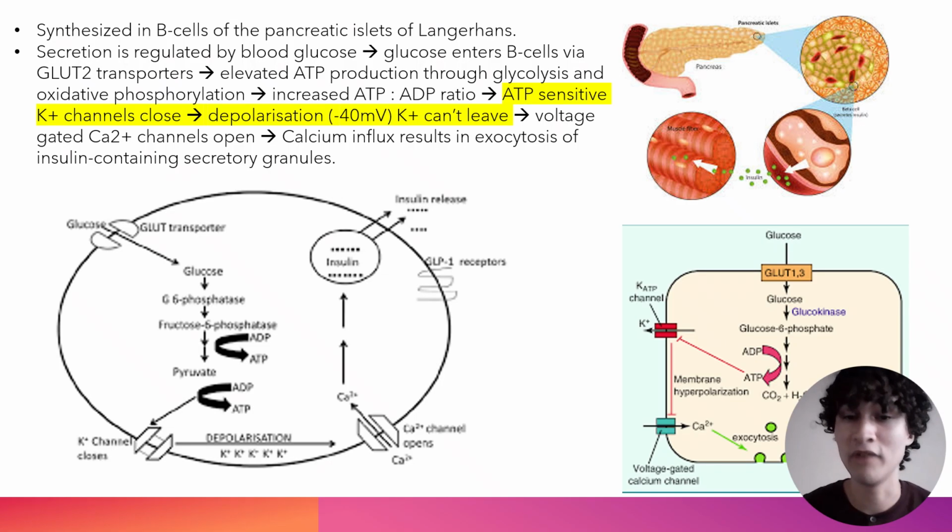So you get what's called depolarization. As I said before, the membrane is polarized because there's more potassium in the extracellular space. But when these potassium channels close, you get more potassium accumulating in the intracellular space, so you get depolarization. Now, another type of channel that these beta pancreatic cells have in their lipid membrane is the voltage-gated calcium channels. Typically those channels are closed when the membrane is polarized. But when you get depolarization, those voltage-gated calcium channels open, and they allow for an intracellular influx of calcium into the cell.